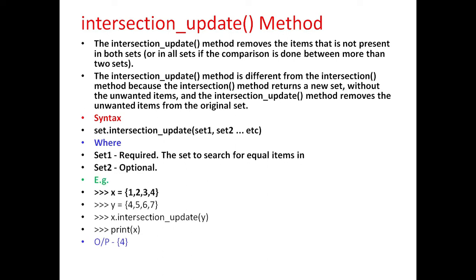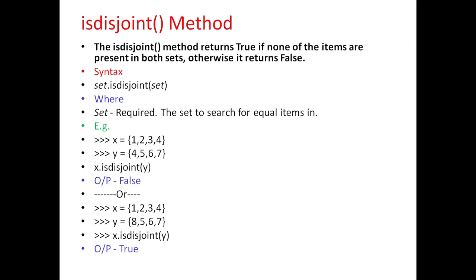For example, if set x is defined with elements 1, 2, 3, 4 and set y is defined with elements 4, 5, 6, 7, and if we use x.intersection_update(y), it will give the output 4. Next is the isdisjoint method. The isdisjoint method returns True if none of the items are present in both sets.